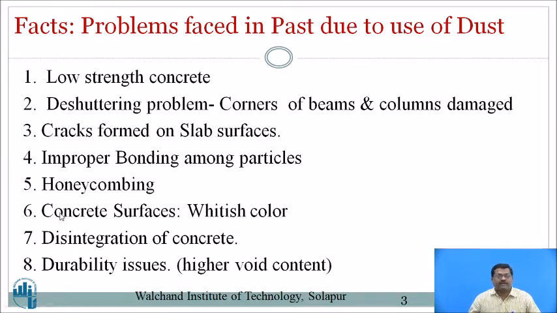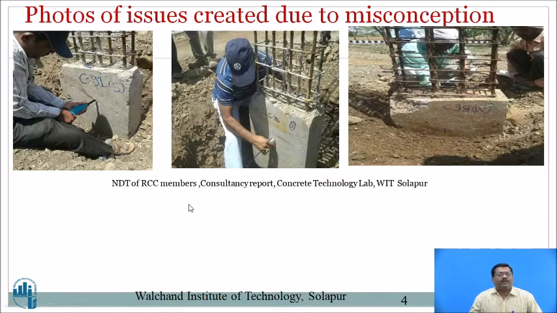Sixth is concrete surfaces having whitish colors. That is because of the higher content of dust. Seventh is disintegration of concrete. If you observe these 7 points, definitely there will be durability issues, and the basic cause for that is higher void content. Okay, now let us see the photograph.